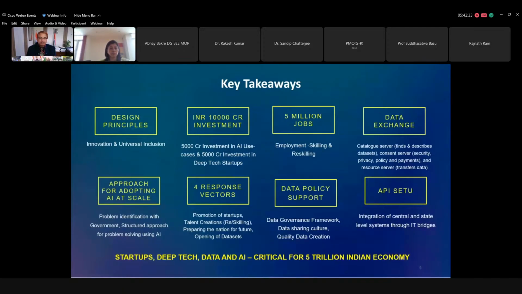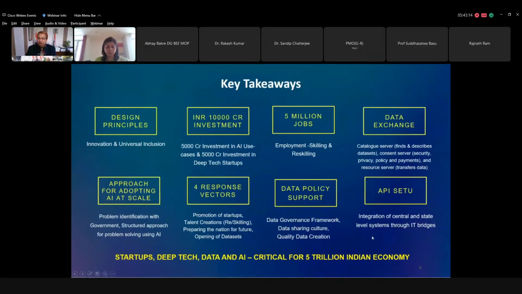The second key takeaway from this panel was on investment. There was a suggestion that we could make investments of 10,000 crore, out of which half could be focused on AI use cases and the remaining half on deep tech startups. So this was suggested by the panel. In terms of the need for employment generation, skilling and reskilling are the major areas which this panel recommended, with the potential to create 5 million jobs, and then large-scale skilling. That was one key takeaway from this session.